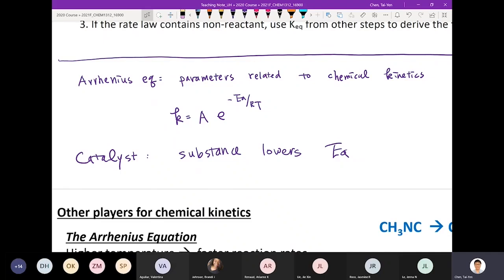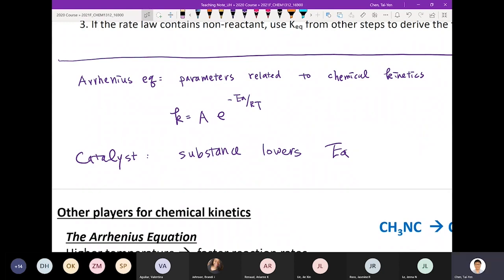Only two things we want to learn today. One is the famous Arrhenius equation. This equation basically summarizes all the relevant parameters that are going to affect your chemical reaction kinetics. Once we finish that, we are going to talk about what a catalyst does, how it actually affects the chemical kinetics. So it's more conceptual.